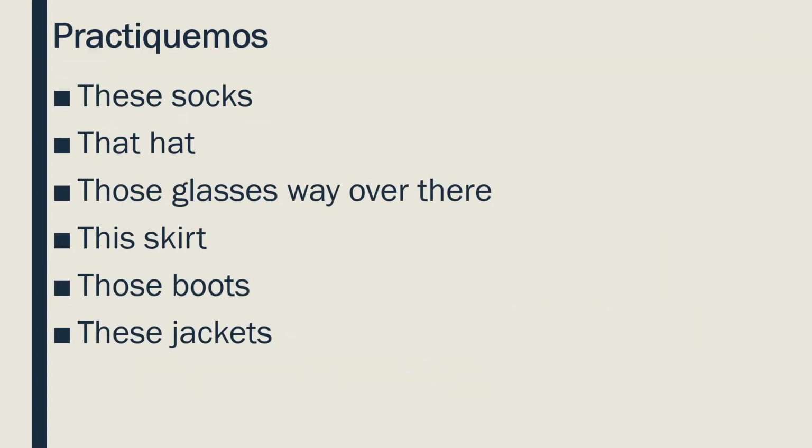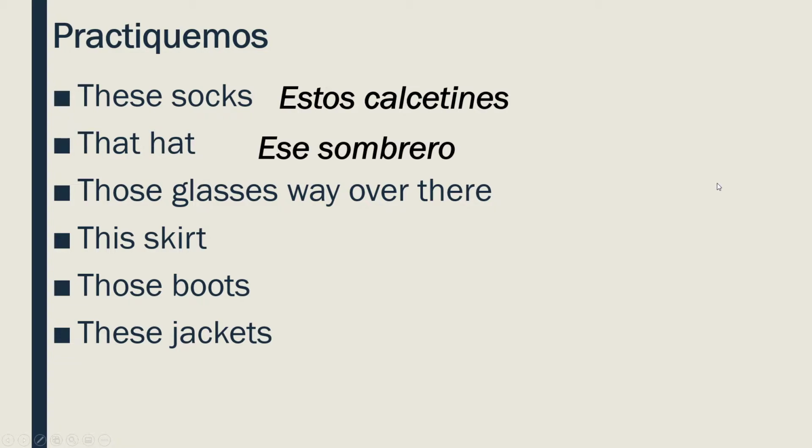Como se dice, and this is with your vocab. You may have to review that after spring break. All right, these socks. Estos calcetines. Remember, this and these have T's, so you've got the T there. Calcetines is both plural and masculine, so it's estos. All right, what about that hat? Ese sombrero. For that and those, the T's must go. No T here. Singular and masculine, that would be ese.